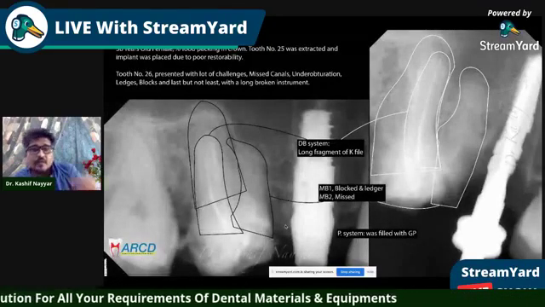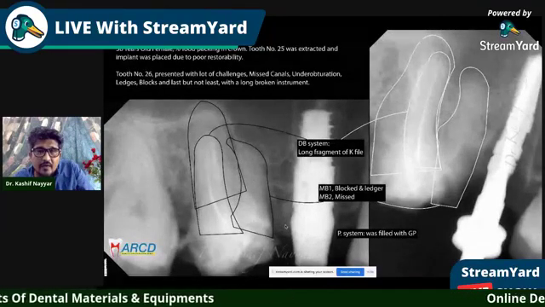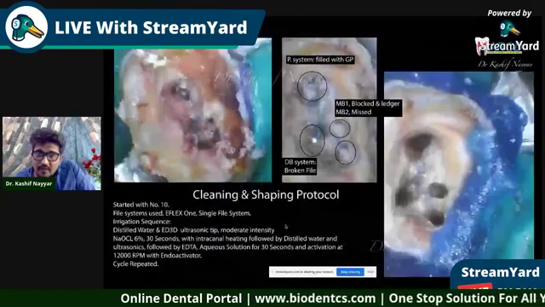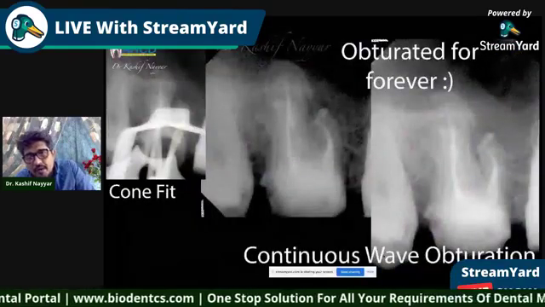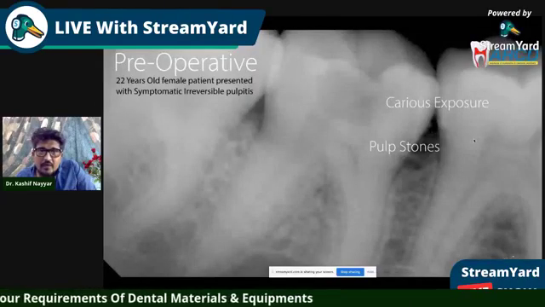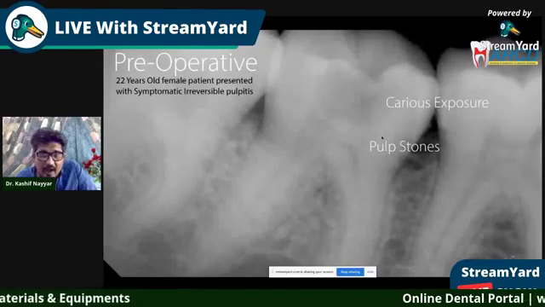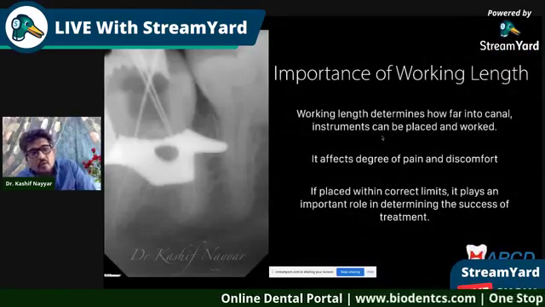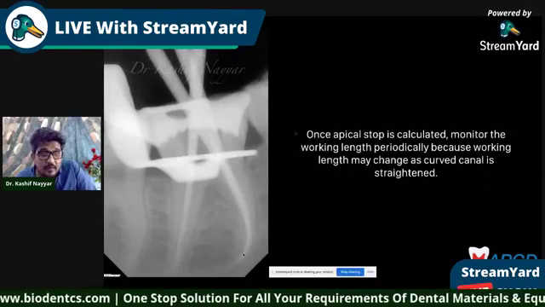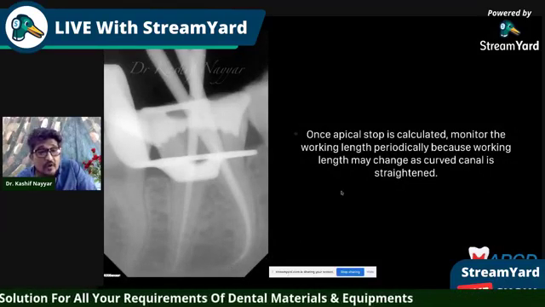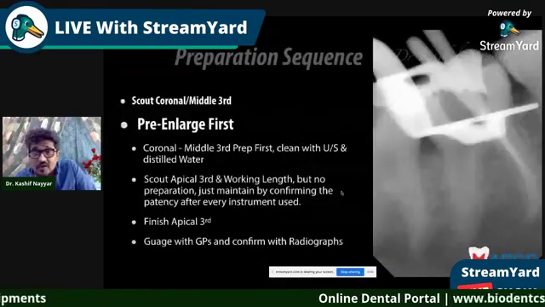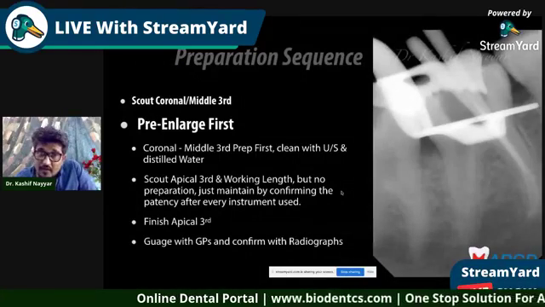Some of the cases: this is the initial case I discussed, after access opening and the working length determination. And after following all of these protocols, you get a nice post-operative X-ray. Another case, in which caries exposed pulp stones, with the help of ultrasonics you can gain excellent access opening, and this is an extremely curved canal, and you have to increase to a certain level in order to clear the pathway. So pre-enlargement, and this is the same protocol again.